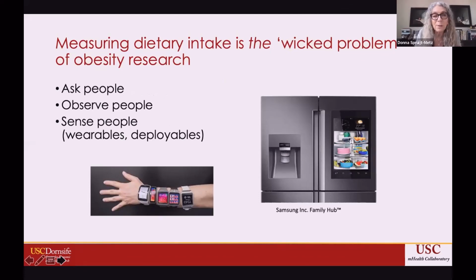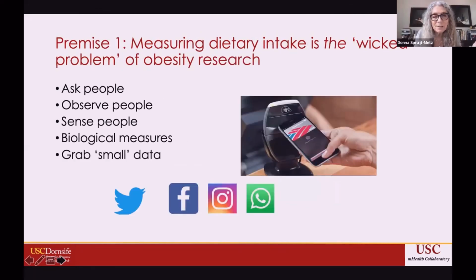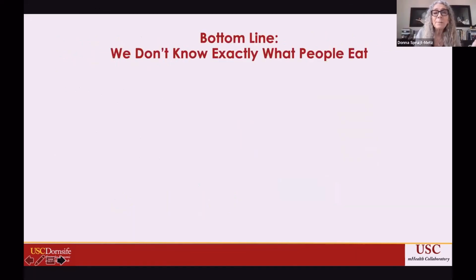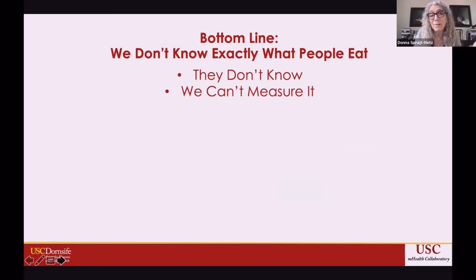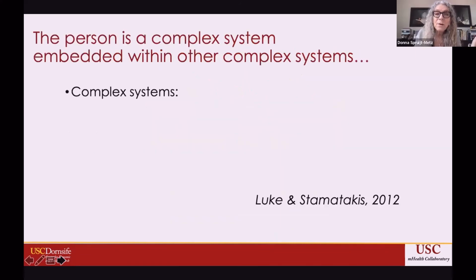We can ask people, we can observe people, we can sense people, we can get biological data, we can grab small data, but the bottom line is we don't know exactly what people eat because A, they don't know, we can't measure it, and they don't want to tell us. It is a total rabbit hole. With me? So a person is a complex system embedded within complex systems.